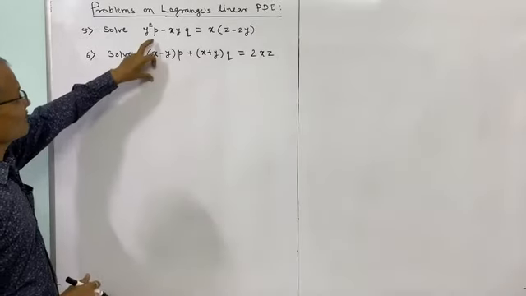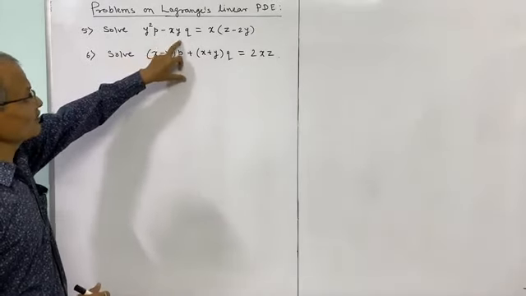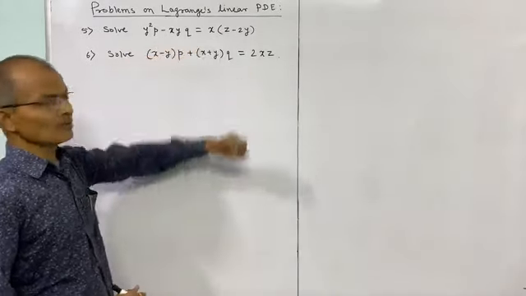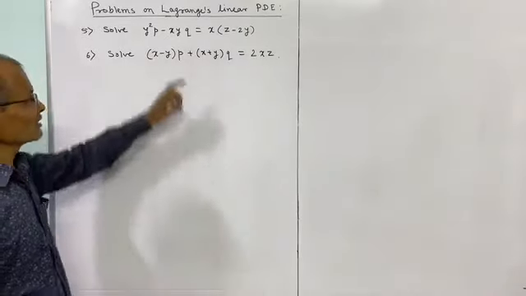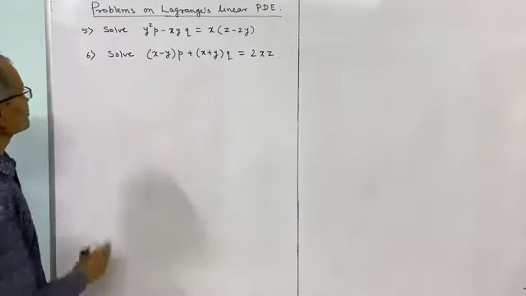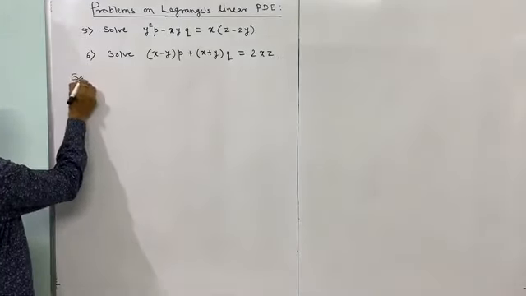Solve y square into p minus x into y into q is equal to x into z minus 2y, and this is the second one. So we shall consider these one by one. Solution of fifth problem first.